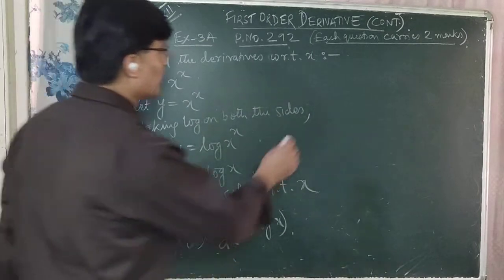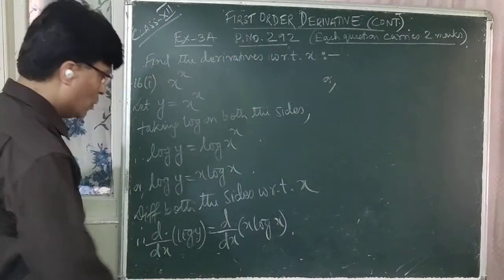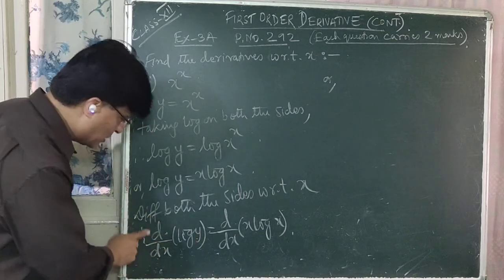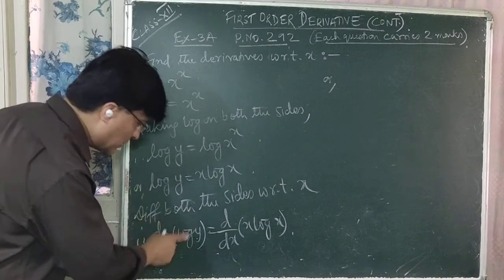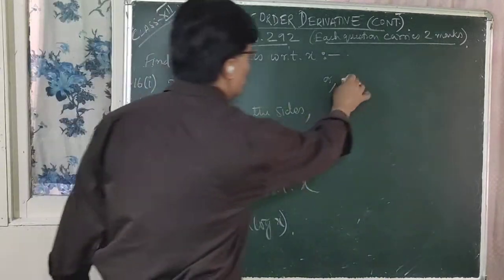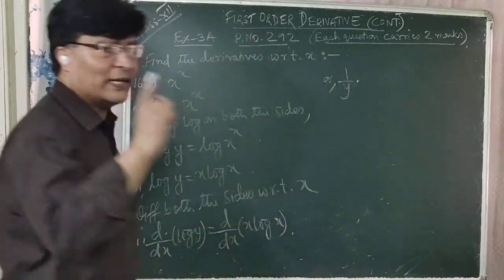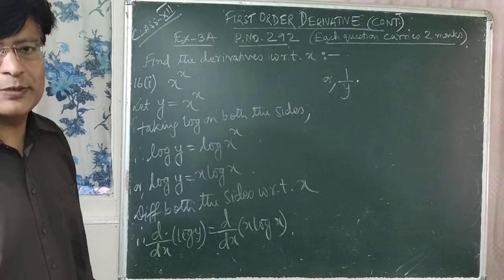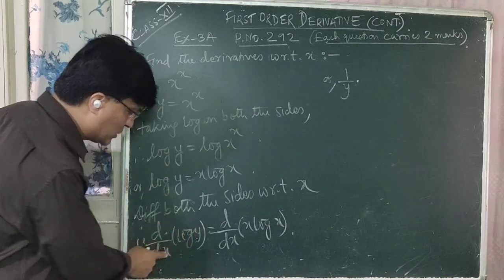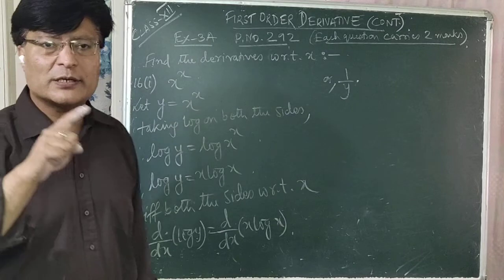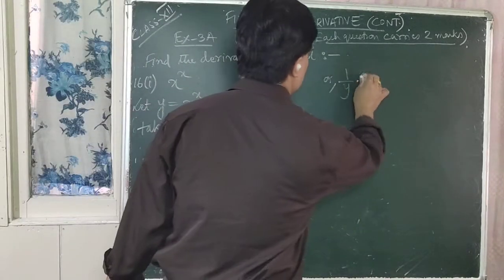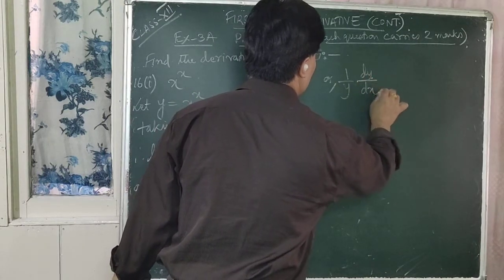So now, what is d by dx of log y? First of all, take it as log x because we are differentiating with respect to x. What is the differentiation of log x? 1 upon x. But here it is 1 upon y. Again you have to differentiate the function which is assumed as x. In this case y is assumed as x, so you have to differentiate y with respect to x. What is the differentiation of y with respect to x? It is dy by dx, isn't it? So it is dy by dx is equal to.